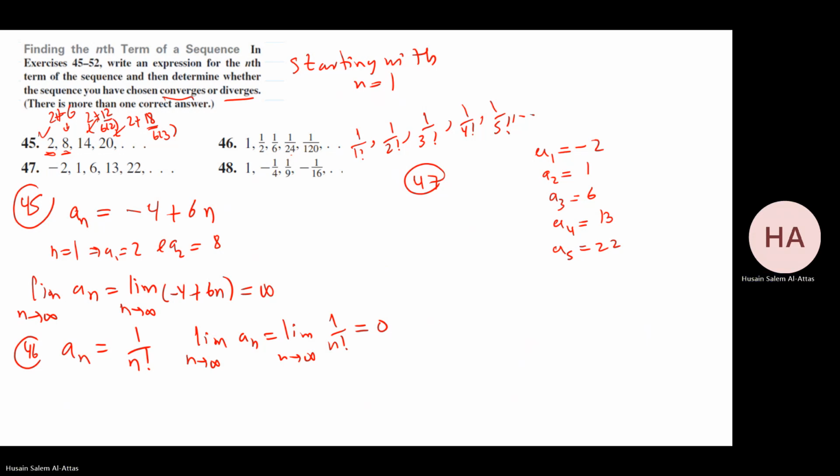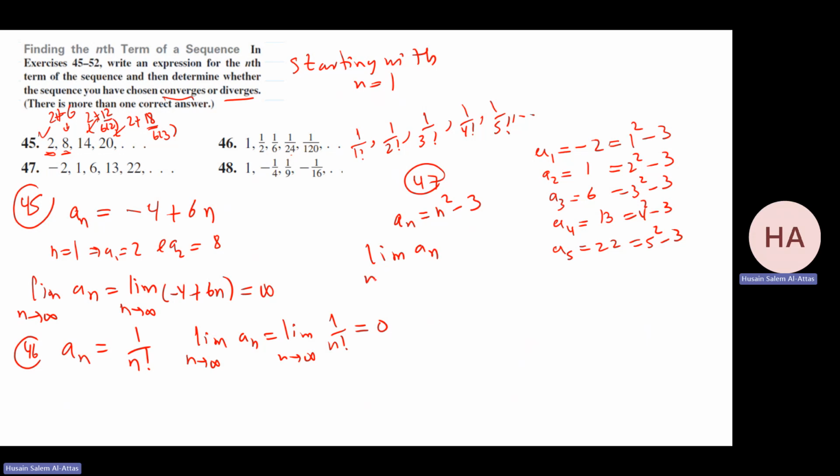Minus 2, I can write it as 1 squared minus 3. And this is 2 squared minus 3. This is 3 squared minus 3, correct? And this is 4 squared, which is 16, minus 3. This is 5 squared minus 3. So my a_n is n squared minus 3. And what is the limit of a_n as n goes to infinity? That will be for sure infinity.